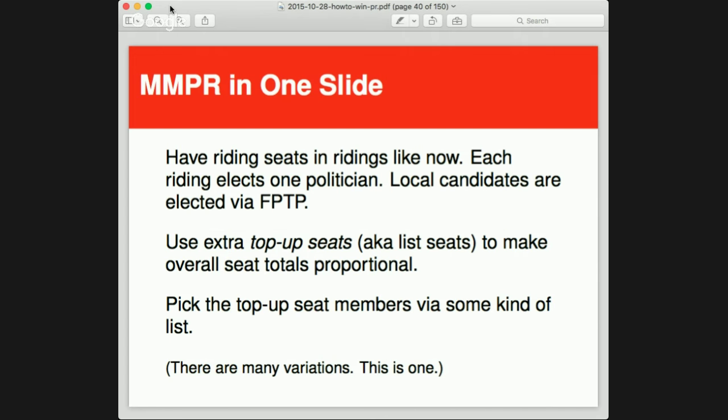So mixed member proportional, how does it work? Basically, you have the same kinds of ridings that you do now, and each place elects one politician basically the same way that you do now. But there's this distortion between the popular vote and the local riding results. So what you do is you keep track of part of popular vote explicitly. Usually you have a separate check mark that you do for the party that you support. Then that gives you a distortion. Now what you do is you even out the distortion by having some extra seats, which I call top-up seats, and you give them out to the parties so that they can have a proportion of the seats that's roughly equivalent to the proportion of the popular vote, right? So that's the idea behind mixed member proportional.